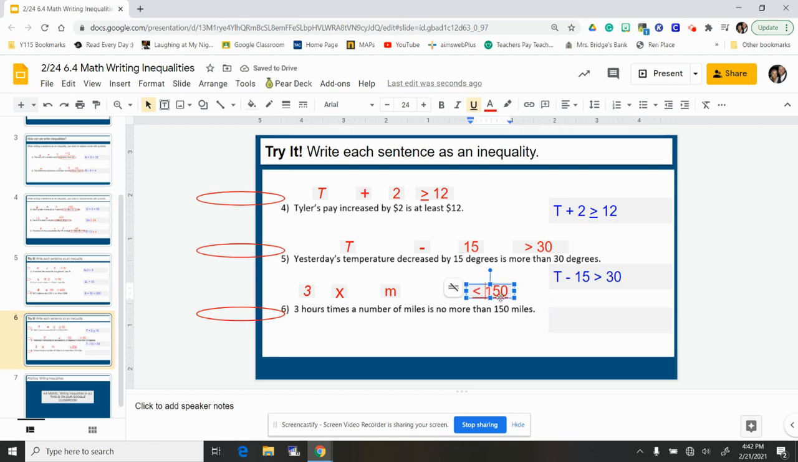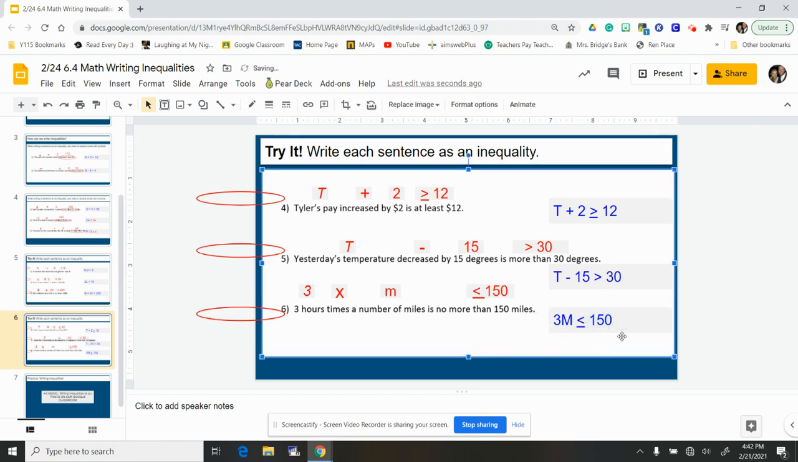So how I would write this out would be 3 times m is less than or equal to 150. Okay, so hopefully you got the same thing.